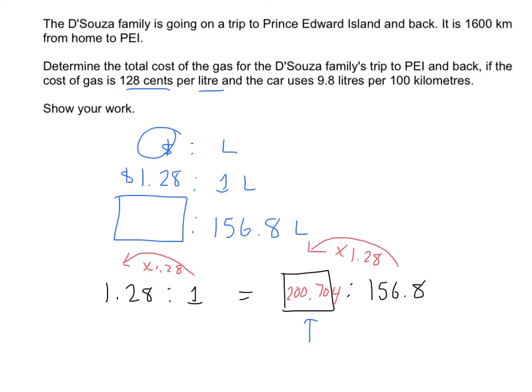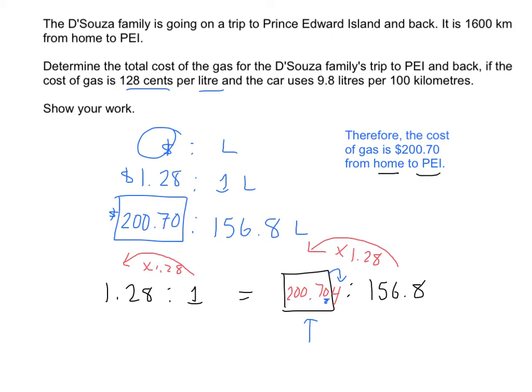Now, since this is a dollar amount, we should round our answer to the nearest penny. Well, if we look at the number next to this, it's a number that's less than 5. So do we round up or does the number stay the same? It stays the same. So we can say that the cost is approximately $200.70. Therefore, we just found that the cost of gas is $200.70 from home to PEI.